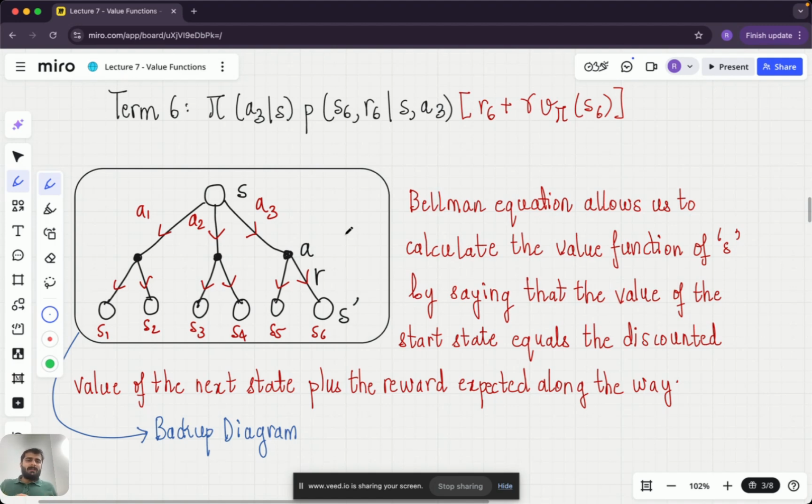So to summarize, the Bellman equation allows us to calculate the value function of state S by saying that the value of the start state equals the discounted value of the next state plus the reward which the agent collects along the way.